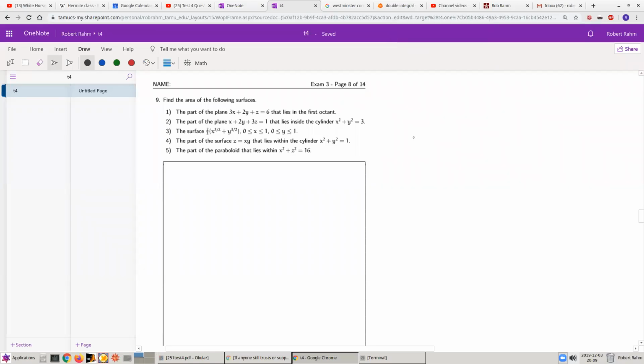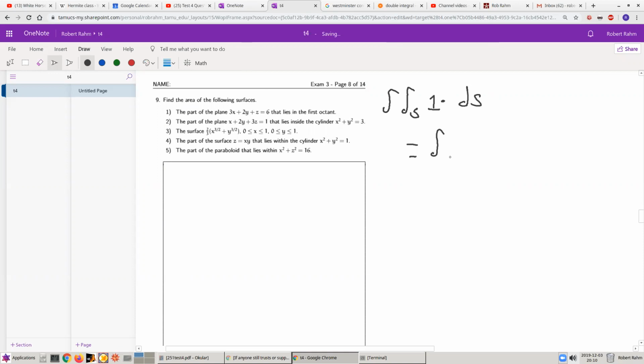All right, we're going to find some areas of some surfaces. This is a special case of a surface integral. You can look at this on the next problem, I think problem 10. What we're doing, as you'll see, is integrating the constant function 1 over the surface. So it's a surface integral of the scalar field, which is the constant function 1.